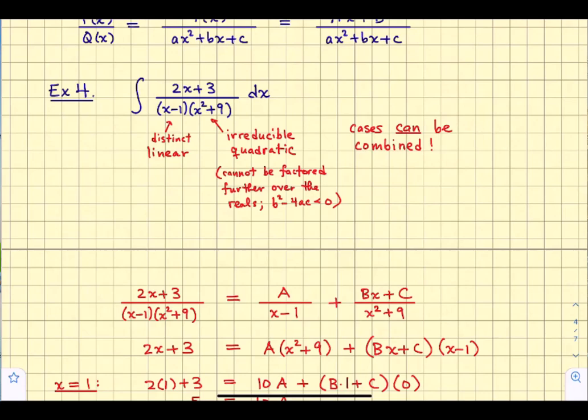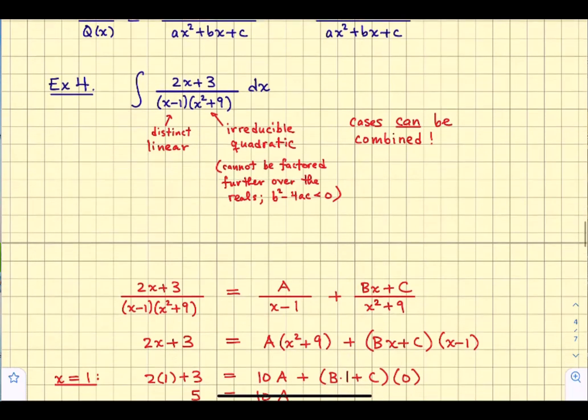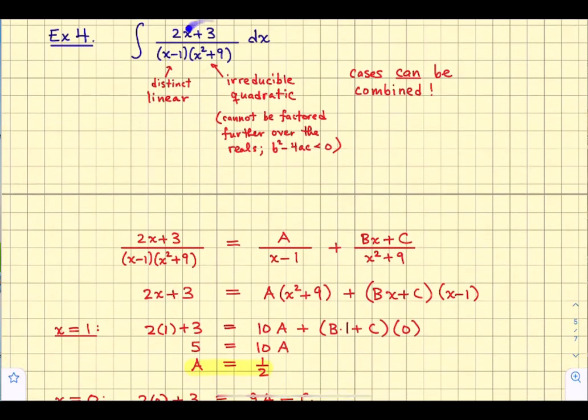A telltale sign of when a quadratic is irreducible is if it's in this form, then you can just check its discriminant, b squared minus 4ac, and if the discriminant is negative, it's an irreducible quadratic. Okay? So we're going to use our partial fraction decomposition theory, and we're going to just strip out the integrand. The template is we should get a term here with our distinct linear factor in the denominator. We should get a term here with our irreducible quadratic in the denominator. And then for this distinct linear, we should get a constant in the numerator. For this irreducible quadratic, we should get a general linear function in the numerator. So this is our template for case 3.